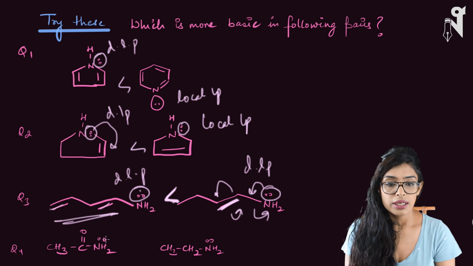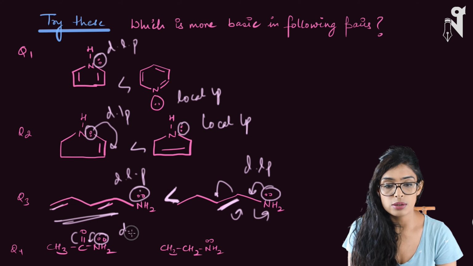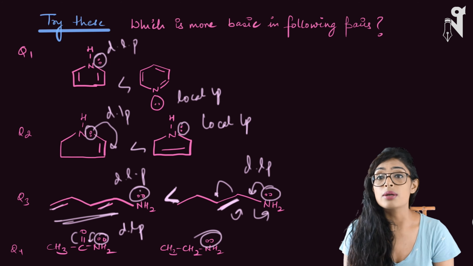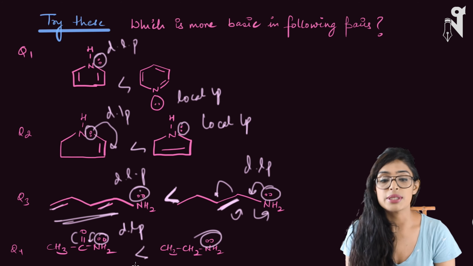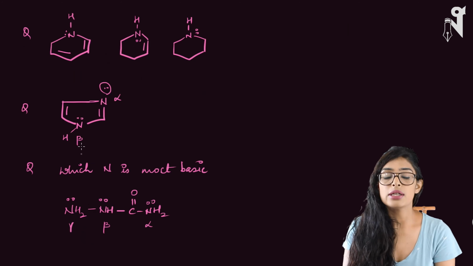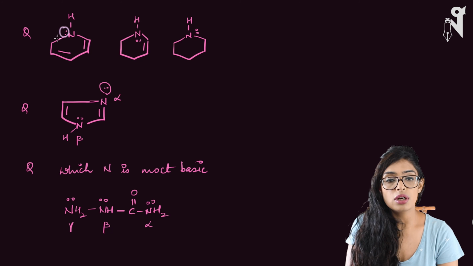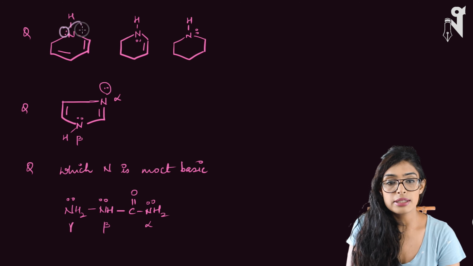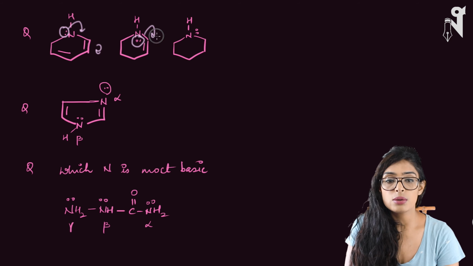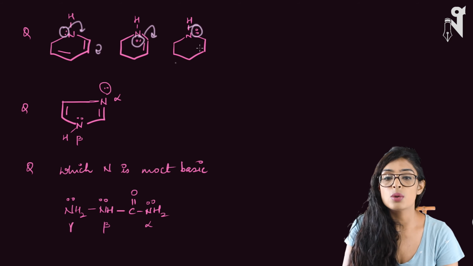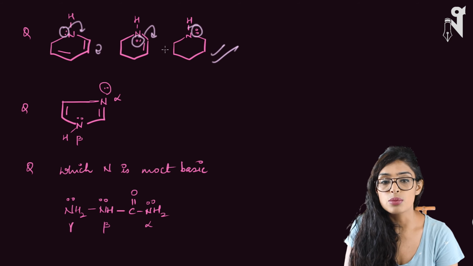Now look at this. In this case, there is a pair of electrons which is participating in the resonance, a delocalized lone pair. Here the lone pair is not participating in any resonance. Automatically the basic strength is more over here. Look at the next set of compounds here. The pair of electrons is in conjugation with this pi bond and hence participating in the resonance. Here again it is delocalized, participating in the resonance. Here it is local, so this is automatically going to be the most basic.